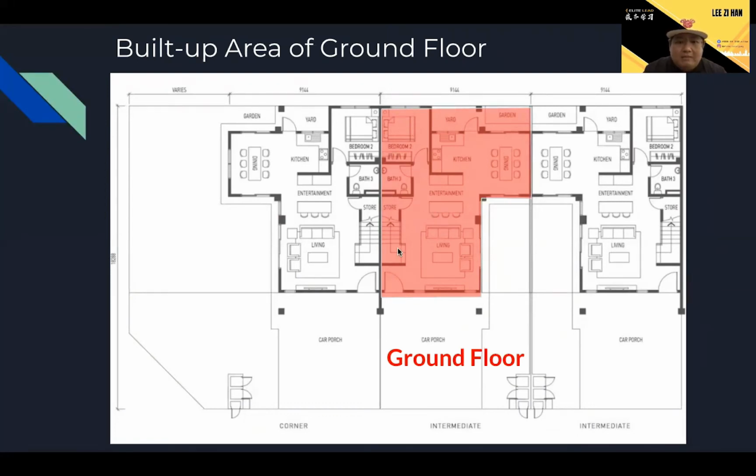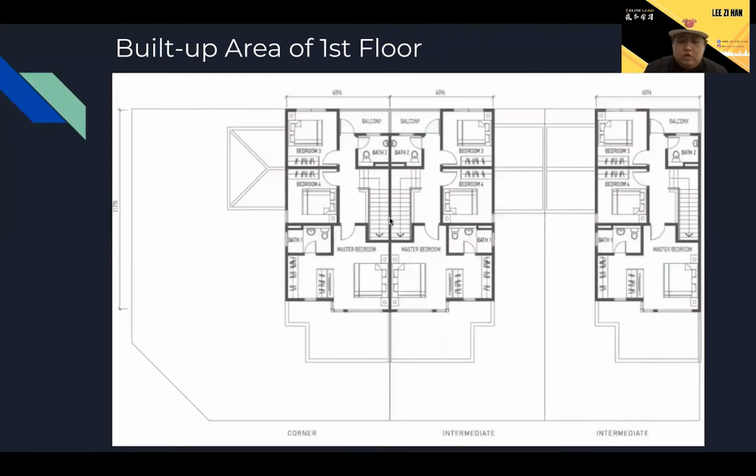And then when you go upstairs, it will link to the first floor, and when you come up, you will see there is a master bedroom, and then there is bedroom 3, and then bedroom 4, and then all the bathrooms. So this is the build-up area for the first floor.